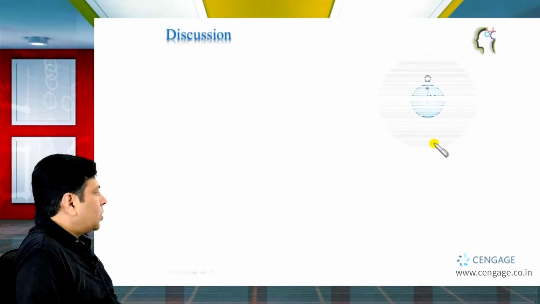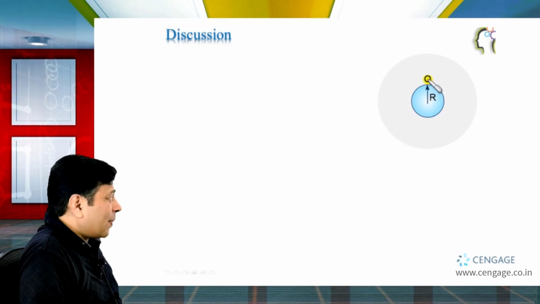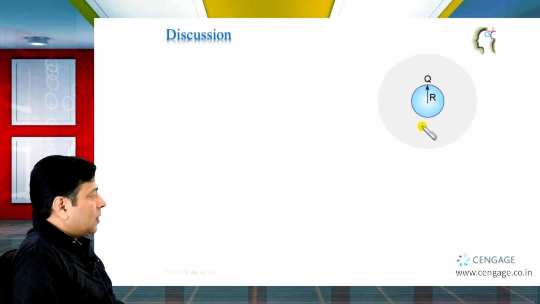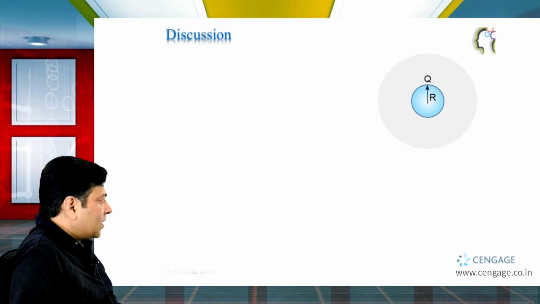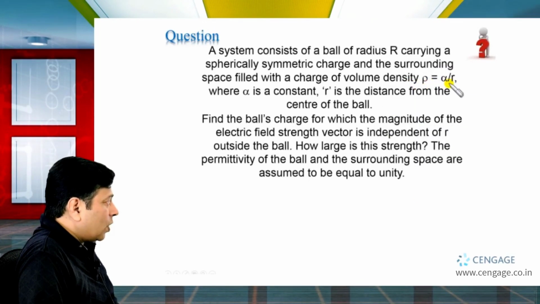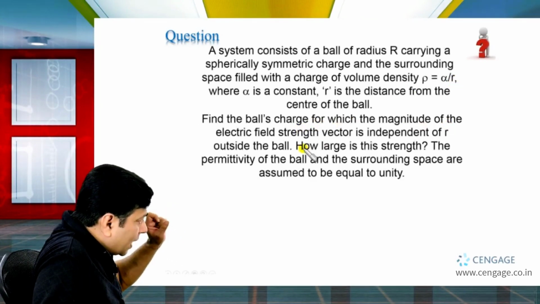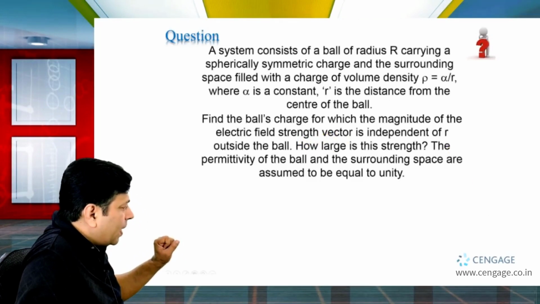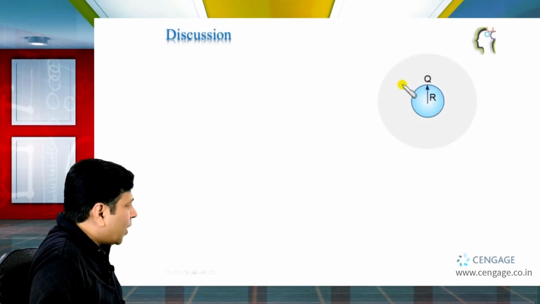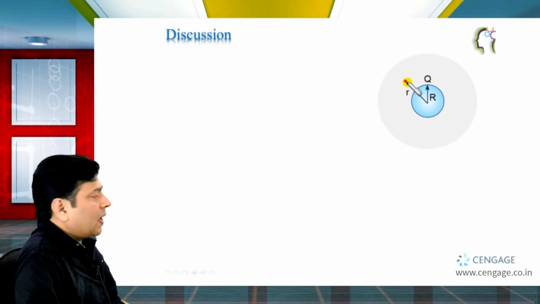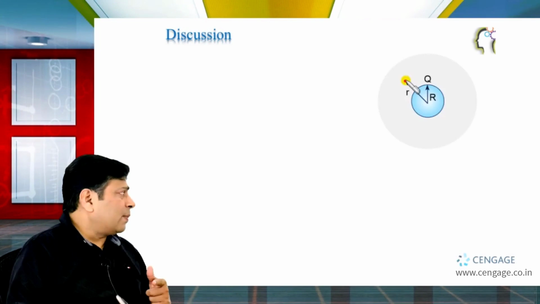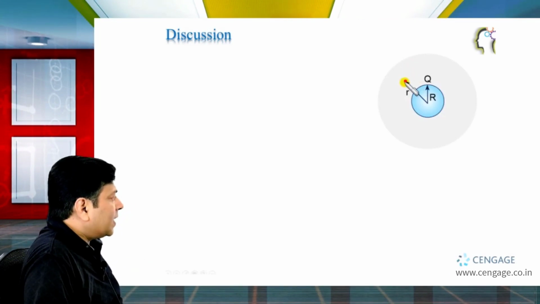What is happening? Suppose this is a ball and the total charge in the ball is capital Q and radius is capital R. This is the surrounding space whose charge density is varying according to the relation rho equal to alpha divided by small r. And it is given the magnitude of the electric field strength vector is independent of r. So let us assume a point at a distance small r from the center of the ball. This is the point, and at this point the electric field intensity is independent of r. It is given. That means we need to find the electric field intensity at this point.